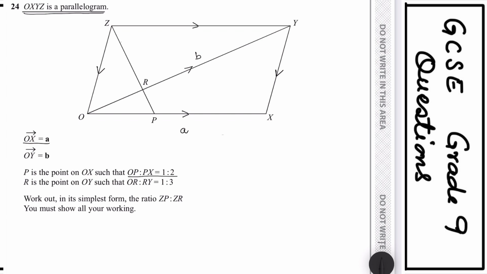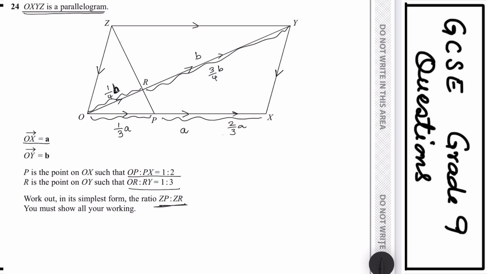and P is a point on OX, and P is dividing OP and PX into 1 to 2 ratio. So OP is a third of A and PX is 2/3 of A. And R is the point on OY, and R is dividing OY in the ratio of 1 to 3. So OR is a quarter of B and RY is 3/4 of B. And we need to work out ZP to ZR ratio.